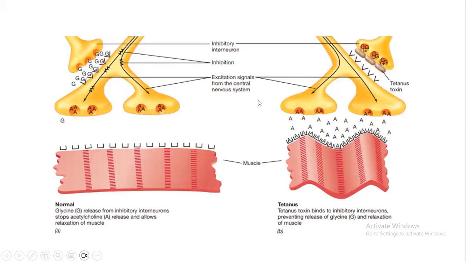Now, because of the presence of the toxin, it blocks the release of glycine, and as a result, the glycine is not able to provide a signal to stop the release of acetylcholine. As a result, acetylcholine is continuously released. That is understood by the muscle cells as a signal for contraction, and hence the muscle continuously contracts, and that could eventually lead to spasms and death.